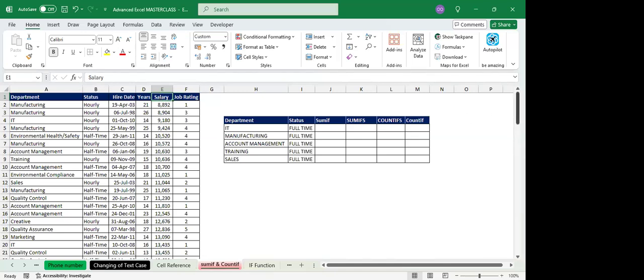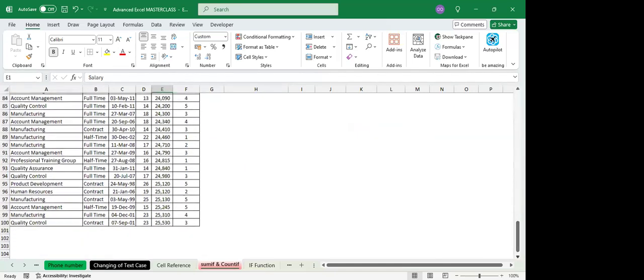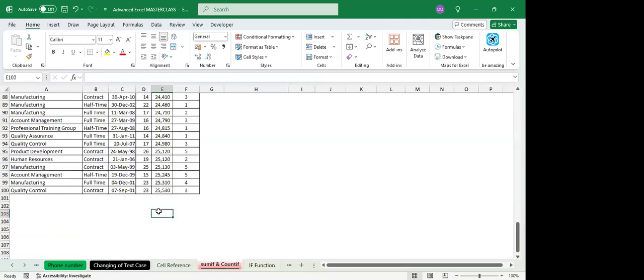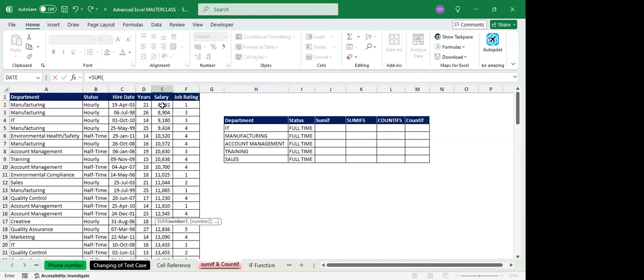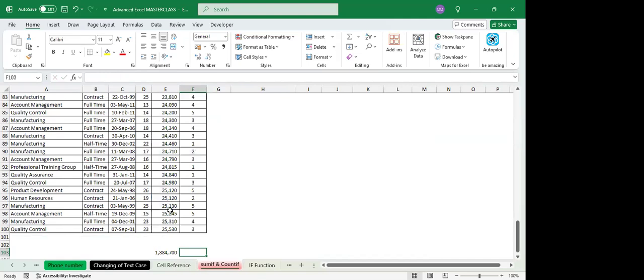Now, if I want to know the total salary paid to all employees, regardless of the department, you know what to do already. I'm just going to do equals total, which means I'm going to sum all the salaries together, right? So I'm going to use the sum function, and I'm going to pick all the numbers from here to the end, and say enter. This is the total salary paid at the end of the month to these employees: 1,884,700, right? That is clear, and I've used sum to know that.